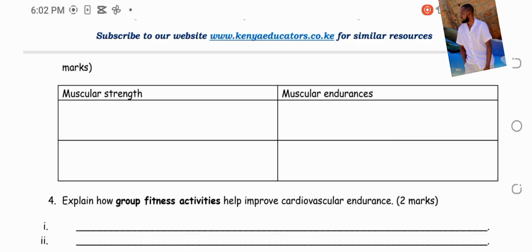Then another difference is muscular strength involves heavy resistance, whereas muscular endurance involves light resistance for a long time. You cannot carry heavy loads for a long time, so therefore you need a light one to get the muscular endurance activities.